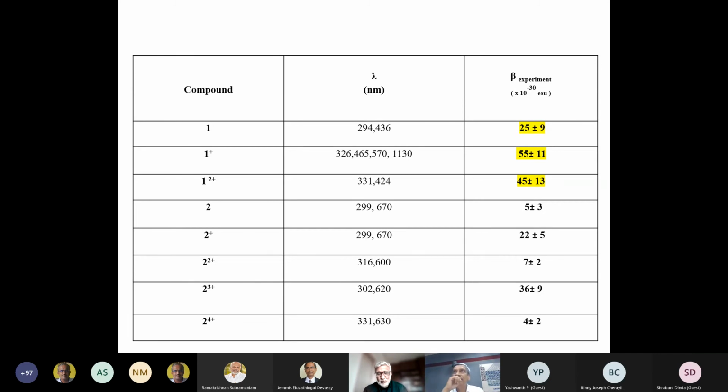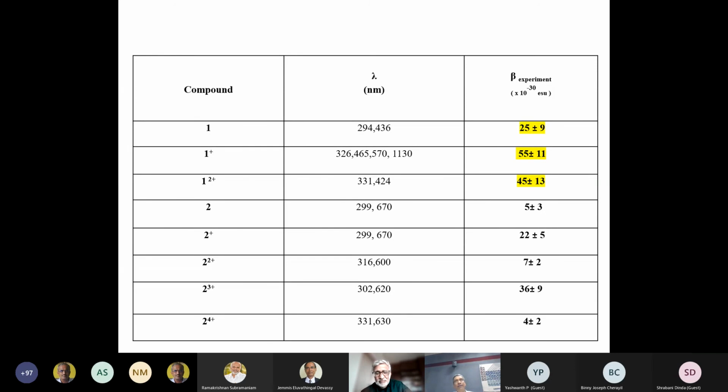It becomes 45. So that hypothesis we wanted to extend to the 4 center. Now it turns out that it's not very easy, and the reason is simple, because if you see all the even oxidized species like 2+ and 2,3+, they have higher beta values than all the even ones. So 2 to 2+ and 2 to 4+ have very small beta values.